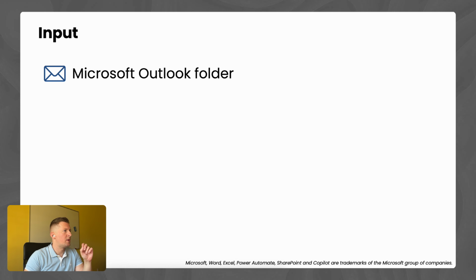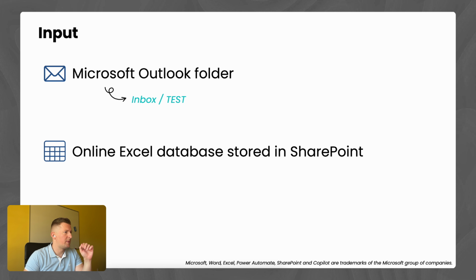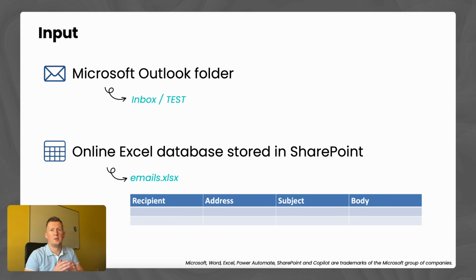The inputs: we have our Microsoft Outlook account with a dedicated folder. Within the inbox, we created a test folder for this purpose. And we have an online Excel database that is stored in SharePoint called emails.xlsx, containing a table called Table1 with 4 columns: the recipient, address, subject, and the body.